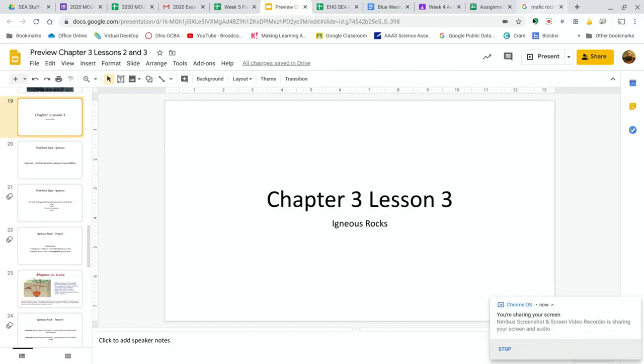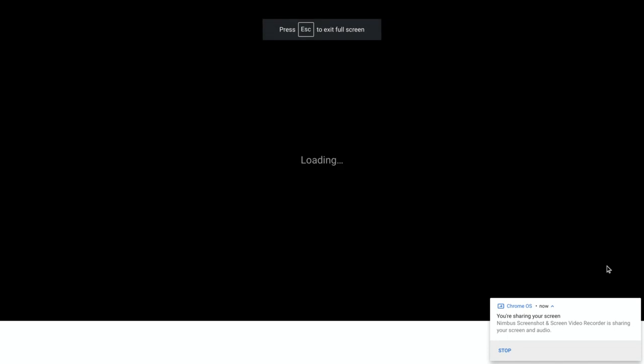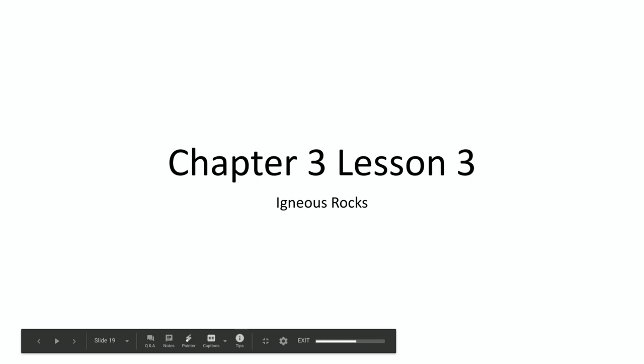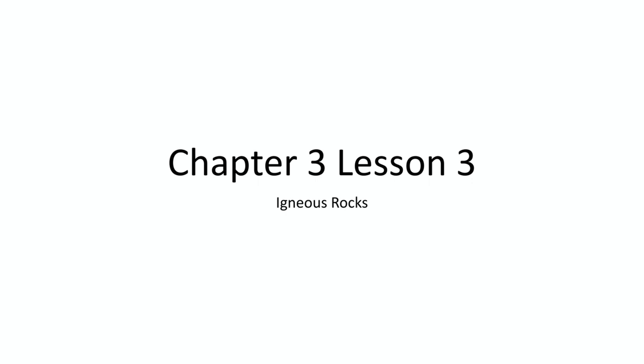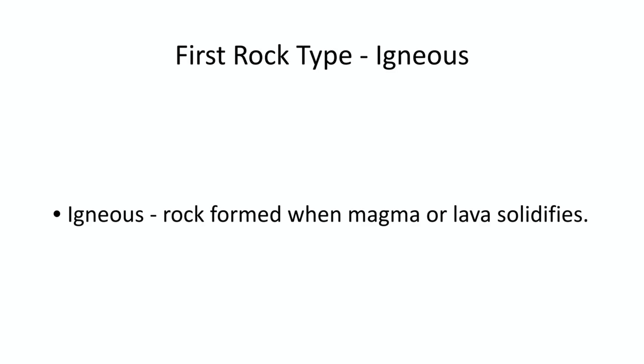Let's do chapter 3, lesson 3, which is going to be about igneous rocks. Igneous rocks is the first major category that we have of rocks, and our goal today is to understand what is an igneous rock and then how to start breaking that down into various subcategories of igneous rock. The definition that we will be working with is that igneous rock is rock formed when magma or lava solidifies.